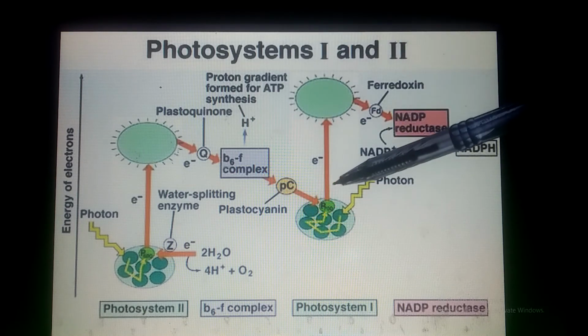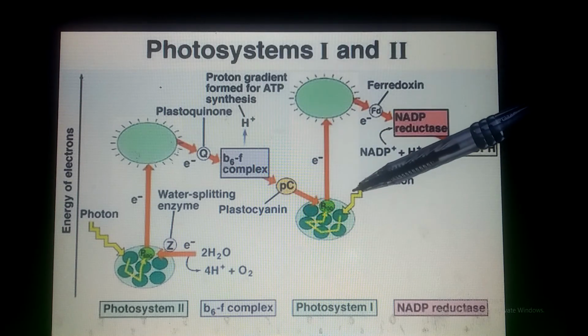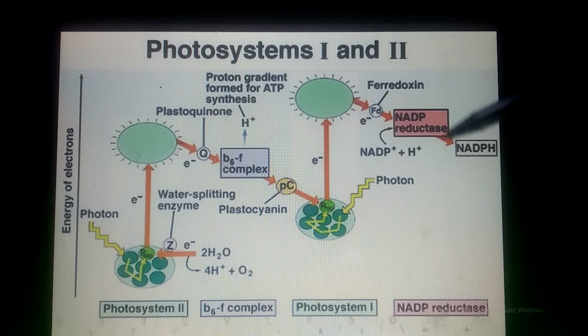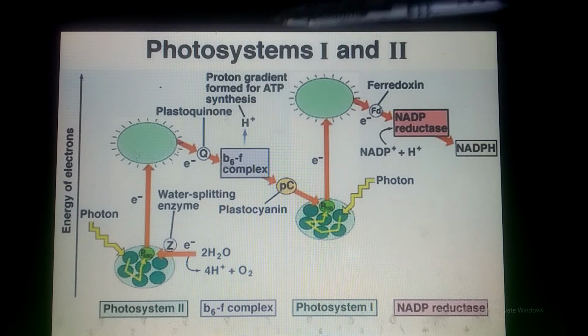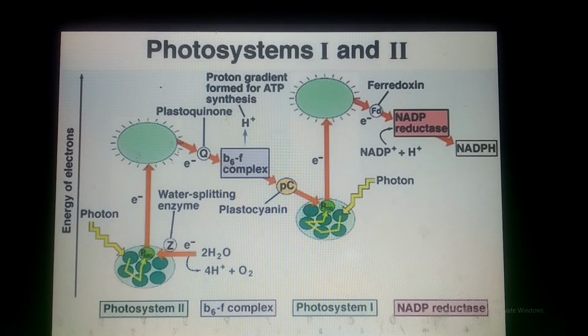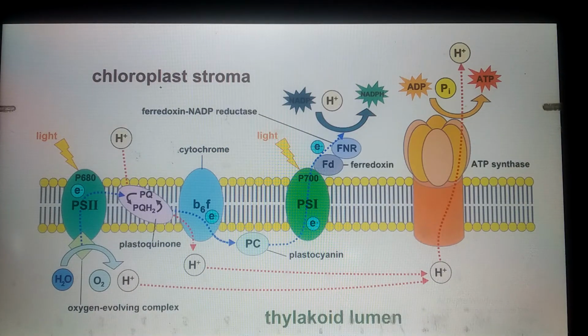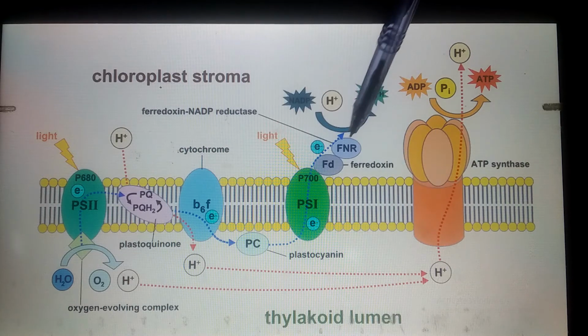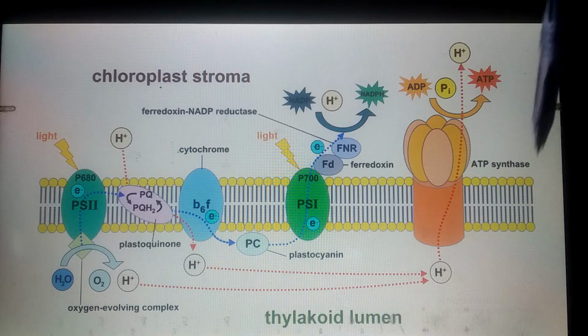So this is the concept of non-cyclic photophosphorylation: electrons move in a non-cyclic way. At the end they are accepted by the NADP, and NADP is converted into NADPH. So this is the photolysis and the movement of the electron. I will show you along the thylakoid membrane here in order to clear your concept. Now you can see here, this is the thylakoid membrane, granum membrane, and this is the lumen of the thylakoid, and this is the stroma. Just suppose this is the chloroplast.